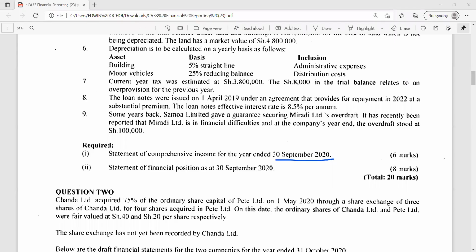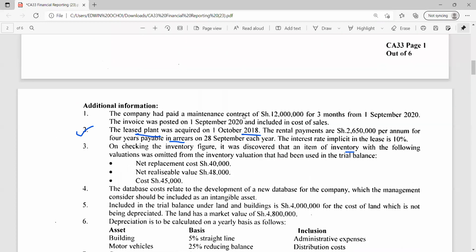So the first additional information was talking about the company had paid maintenance cost of 12 million for 3 months. Which means that per month, it was paying 4 million, from 1st September 2020. So the invoice was posted on 1st September 2020 and included in the cost of sales.